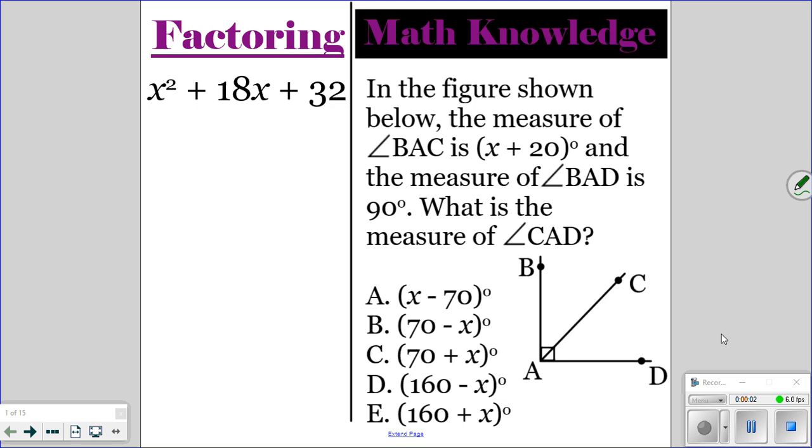Alright, so y'all go ahead and do the factoring and the math knowledge question, pause the video, and then once everyone is finished, you can unpause the video and I'll go over the correct answers. So for the factoring, you should have x plus 16 times x plus 2.